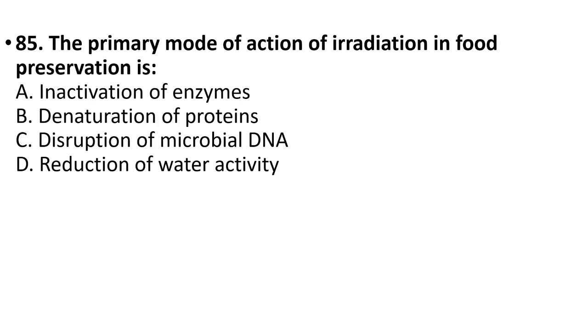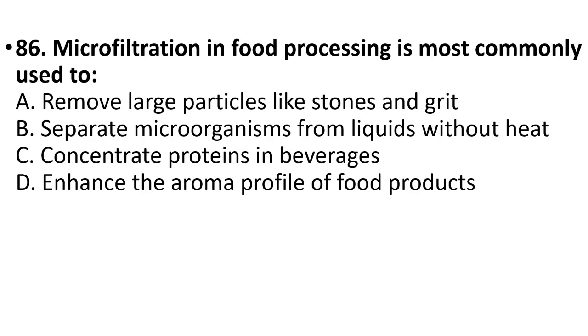85. The primary mode of action of irradiation in food preservation is inactivation of enzymes, denaturation of proteins, disruption of microbial DNA, reduction of water activity. Your answer is option C, disruption of microbial DNA. 86. Microfiltration in food processing is most commonly used to remove large particles like stones and grit, separate microorganisms from liquids without heat, concentrate proteins in beverages, enhance the aroma profile of food products. Your answer is option B, separate microorganisms from liquids without heat.